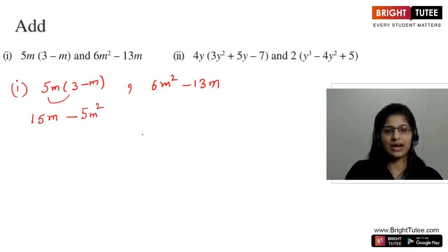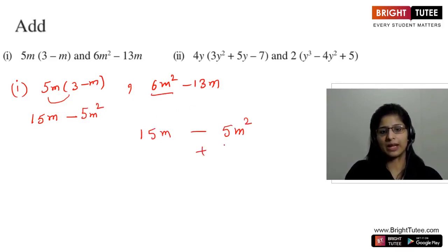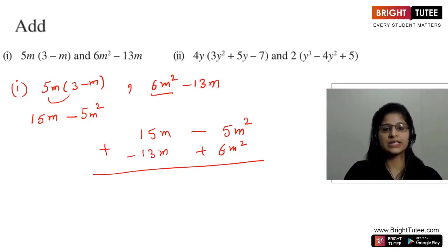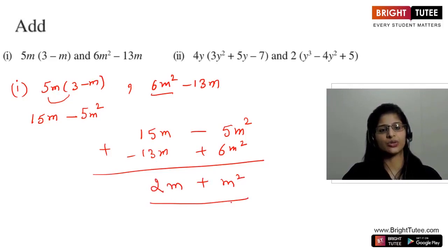Right, so we have to add them. We will write 15m minus 5m square, then we have 6m square and minus 13m. So we are going to add them. 6m square and minus 5m square is m square, of plus. Then 15 minus 13 is 2. 2m plus m square. This will be the addition of these two expressions or polynomials, we say.